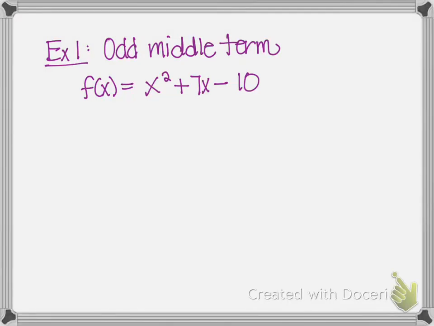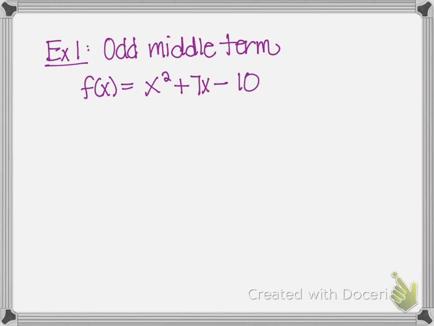Okay, so I want to take this opportunity to take a look at a few examples of switching a quadratic from standard form to vertex form. And I picked a few that sometimes tend to be tricky for students, and you'll see for obvious reasons why these might be a little more difficult. And the first one I want to look at is when you have an odd middle term, okay?